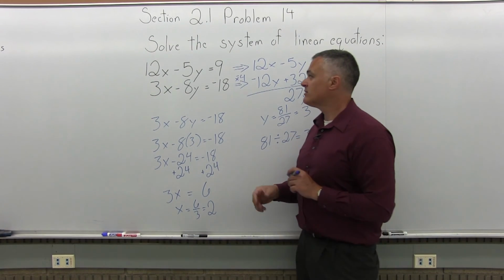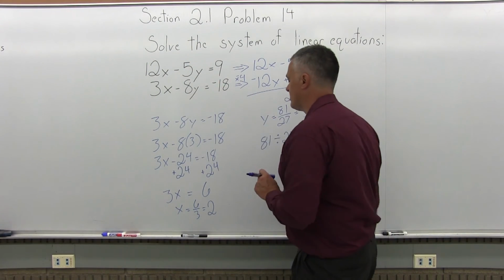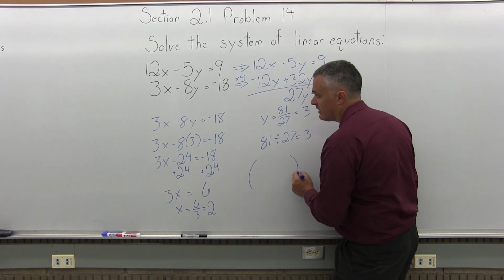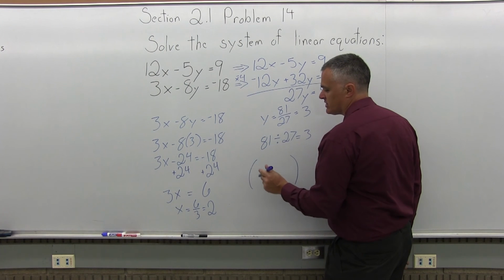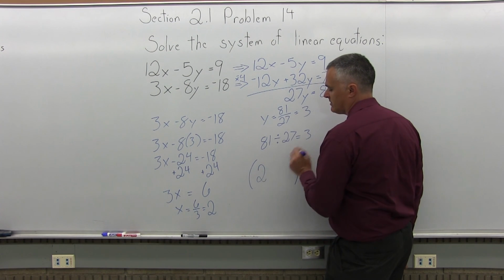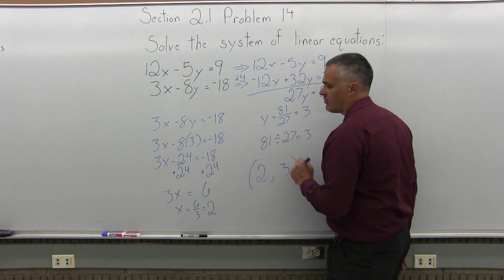Again, 2 for x, 3 for y should make both equations true both at the same time. Or if you want to think of it in terms of what the graph would look like, if you graph these two equations, the point at which they would intersect would have an x coordinate of positive 2 and a y coordinate of positive 3.